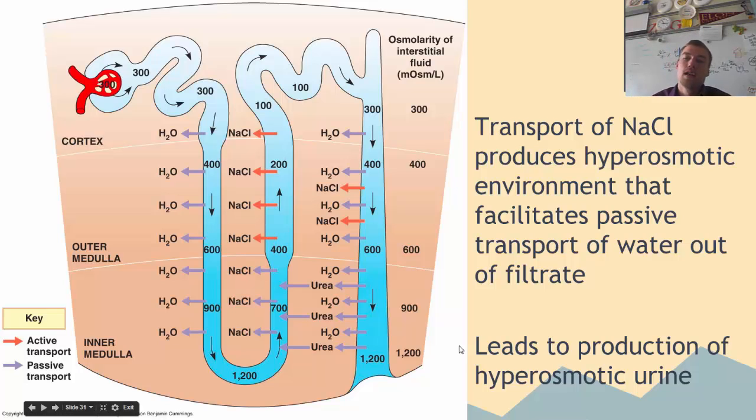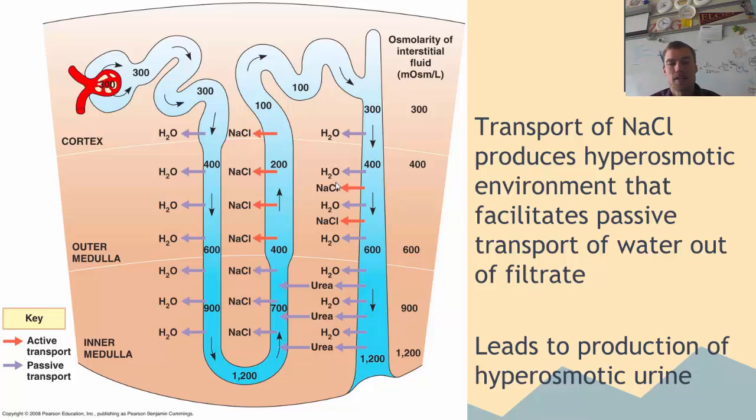Basically what happens is that we're going to be using active transport. The active transport of the red arrows is going to maintain a hyperosmotic environment that is going to help to facilitate the passive transport of the water out of the filtrate. And again, the whole goal of this is to produce that hyperosmotic urine.